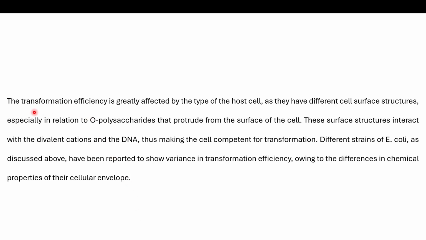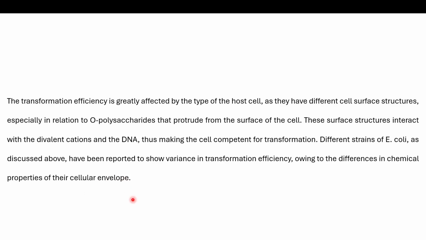Now, there are some other factors that can really affect your transformation efficiency, which is greatly affected by the type of the host cell, because they can have different cell surface structures. And with this surface structure, there can be different kinds of saccharides or polysaccharides that protrude out of the cell surface, right? Now, these surface structures can interact with the cations we are talking about, especially the divalent cations, and the DNA, thereby making the cell competent for transformation. Now, there are different strains of E. coli which have been reported to show variance in transformation efficiency. Why? Because of the differences in the chemical properties of the cellular envelope, present on the cell surface or extending from the cell surface, present in the integral part of the cell membrane.